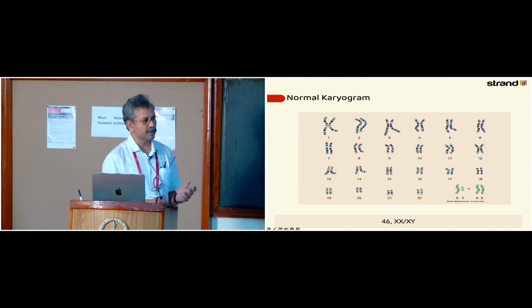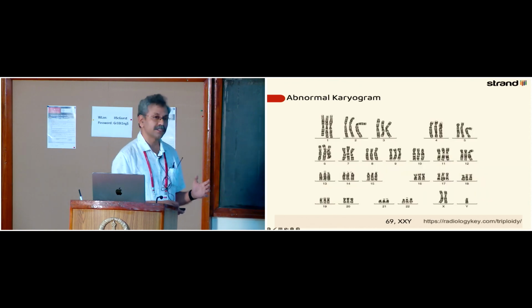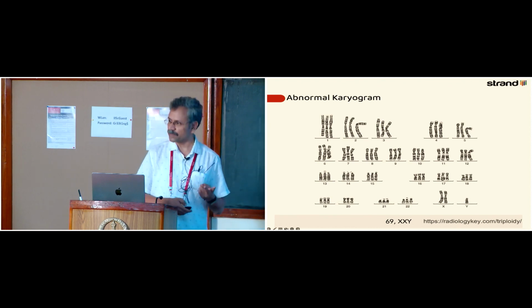Now, if the copy number changes are extremely large, and the largest copy number change that can happen is if the entire genome itself, you have a 3rd copy of it. So that's called a triploidy. So instead of having 2 copies of each chromosome, you have 3 copies of each chromosome.